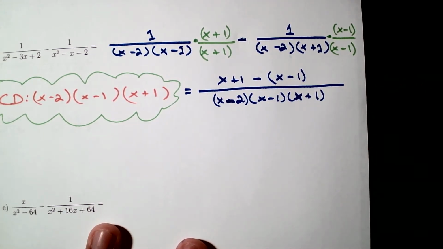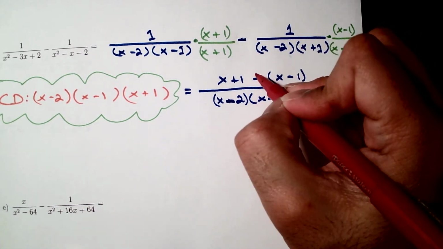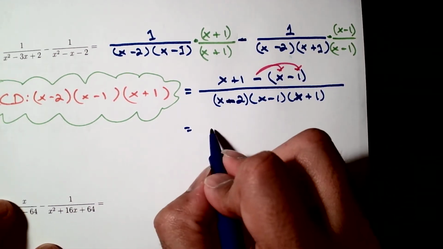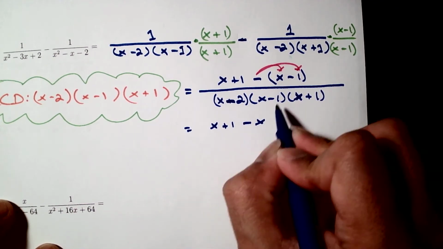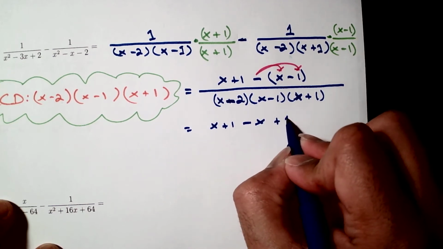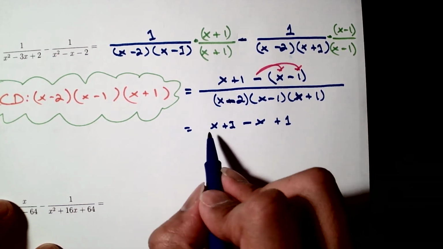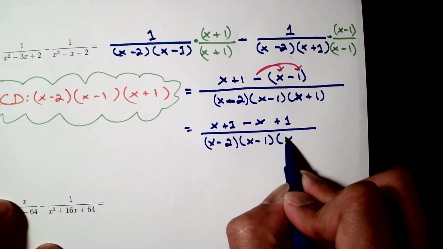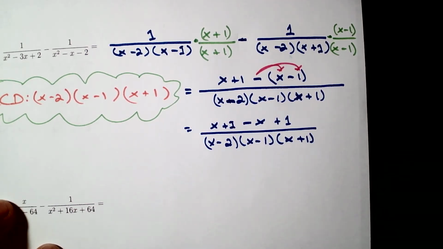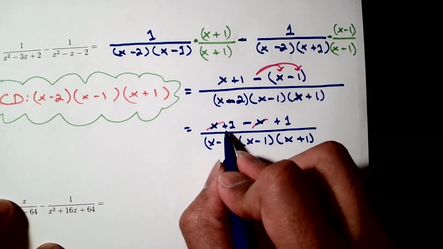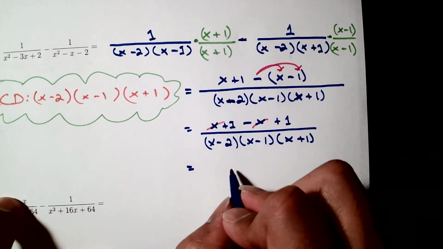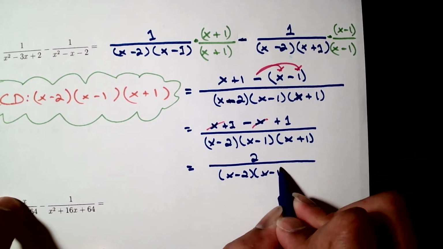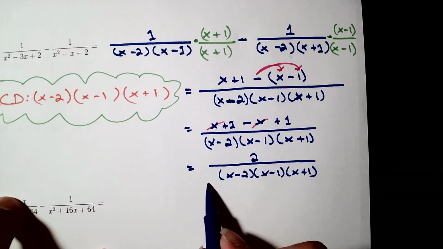Alright, so what are we going to do in this case? Well, distribute the negative sign. Okay, and in this case, well, x plus 1 minus x, and then negative times a negative is positive 1. Over x minus 2, x minus 1, x plus 1. Cancel, cancel. 1 plus 1 equals 2, over the LCD. x minus 2 times x minus 1 times x plus 1. Final answer.